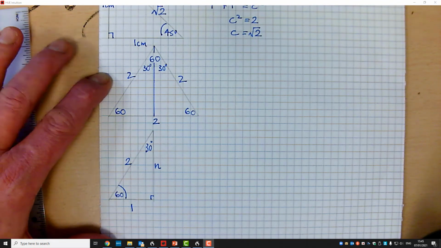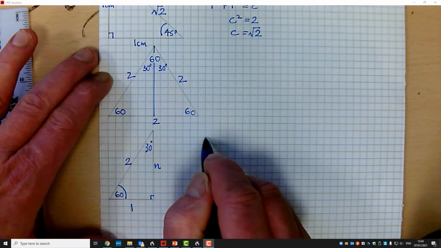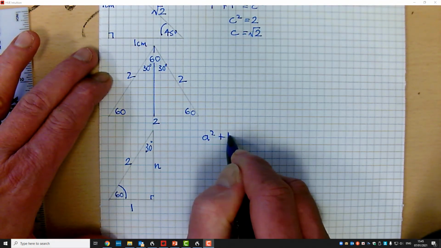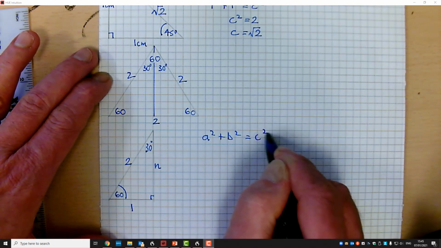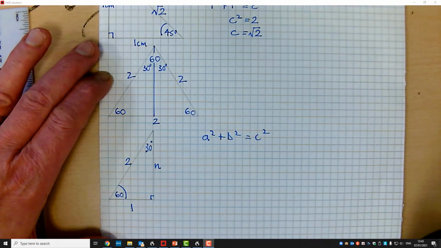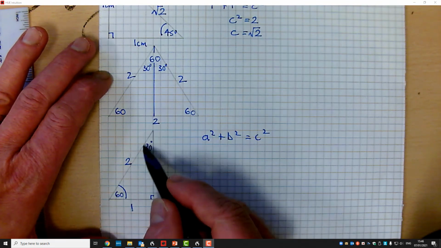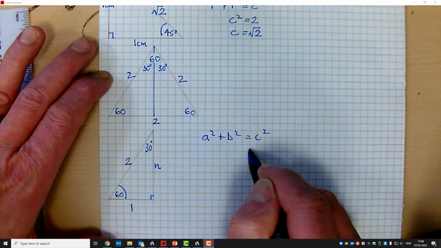So once again, let's write out that formula. A squared plus B squared equals C squared. Let's make sure we get the right letters the right way round. The longest side is C, that's 2.